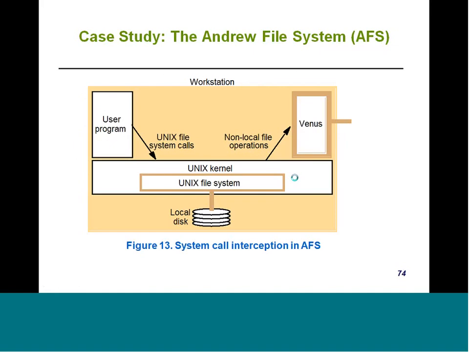So here is a quick setup, basically the picture of the system call interception itself. Here the user program generates a Unix file system call and goes into the Unix kernel. It knows that it is not a local disk access, but actually a remote file access. So those non-local file operations are sent to Venus, which captures them and then communicates with Vice, which goes to the server, gets that information, and brings it back to the user program.